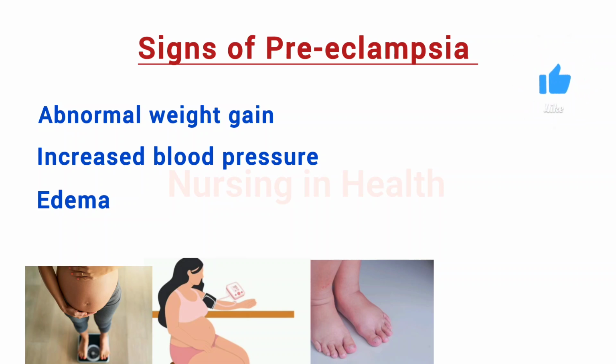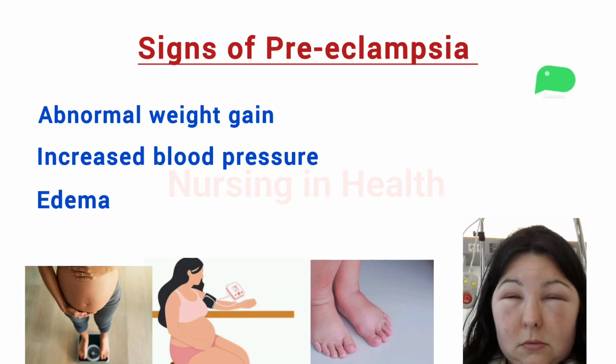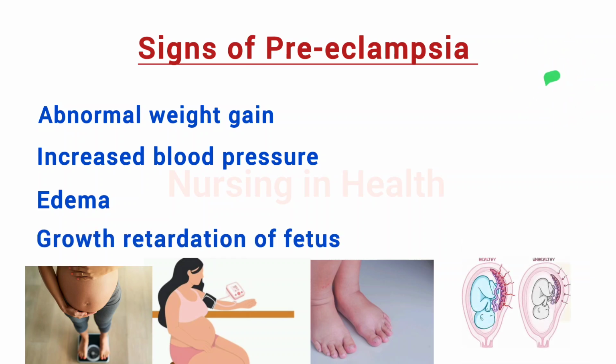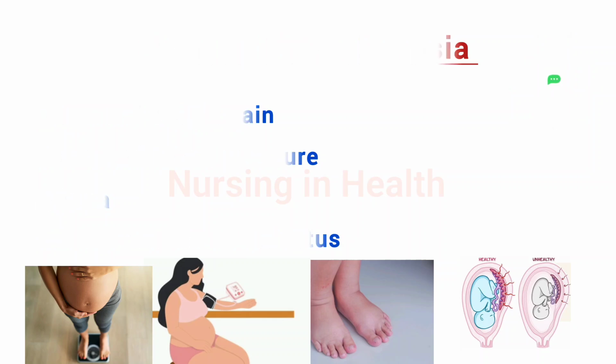Next, gradually the swelling may extend to the face, abdominal wall, vulva and legs. At the last stage, generalized edema may occur. Pulmonary edema also can occur. During abdominal examination, growth retardation of the fetus is found.